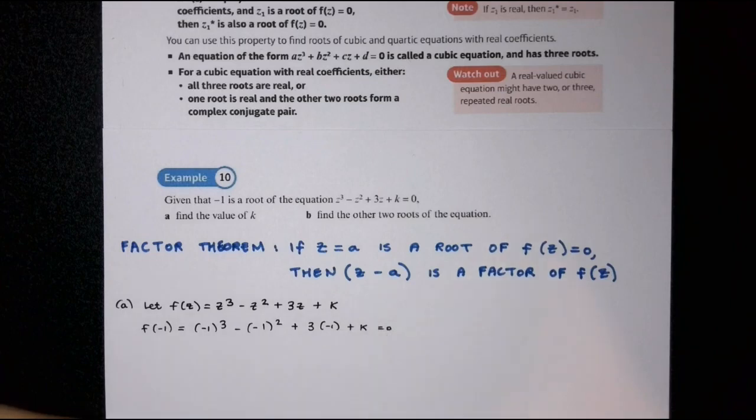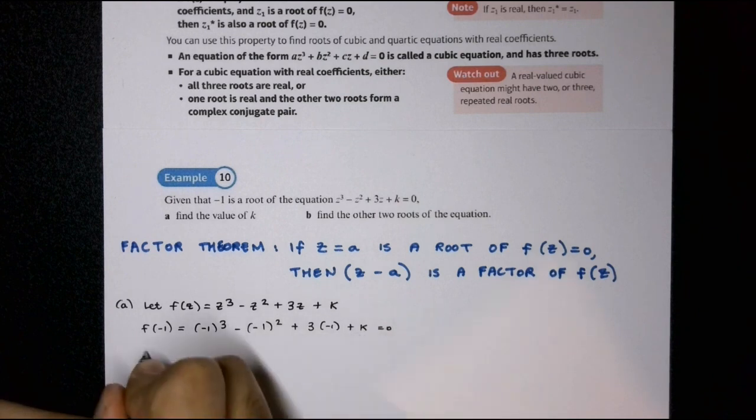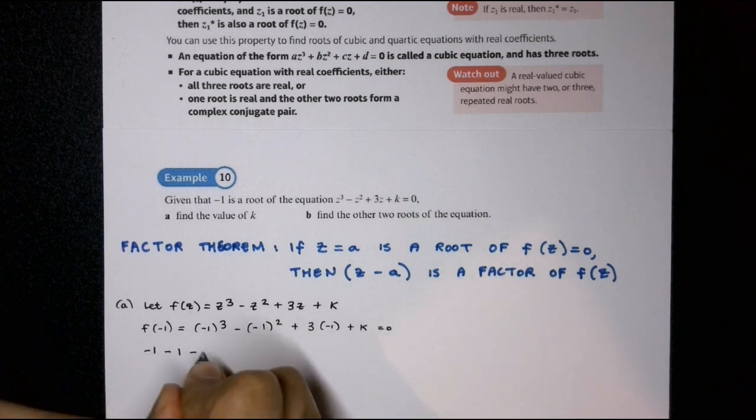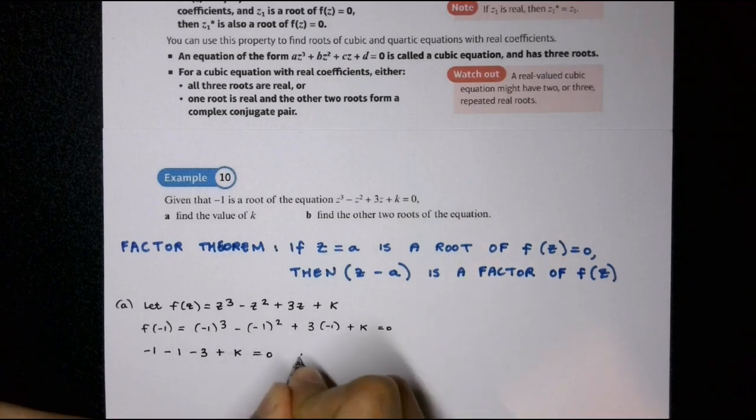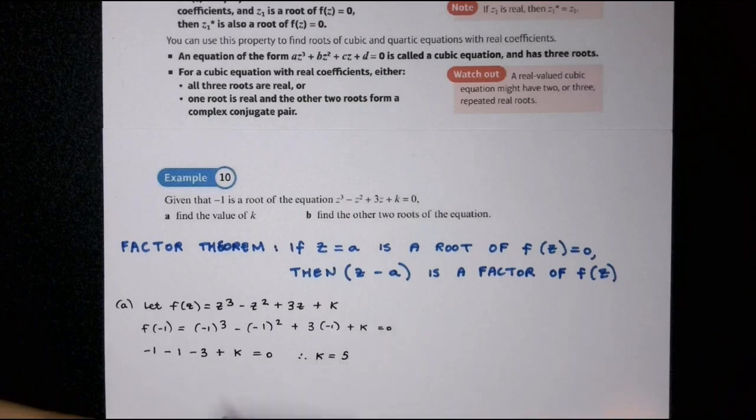So we can use this to find the value of k. We have minus 1 minus 1 minus 3 plus k equals 0. K is equal to 5. And knowing the value of k, we can therefore conclude f of z, that's equal to z cubed minus z squared plus 3z plus 5.